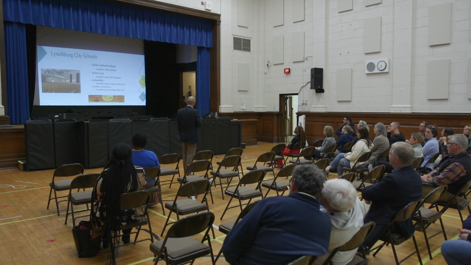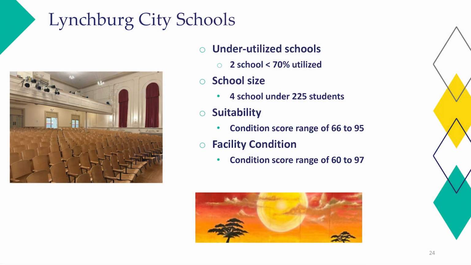All right, so Lynchburg City Schools, here's what we know. We have 2 schools that are under 70% utilized, okay? And we'll talk more about that. Here's something that I'm not sure what we can do anything about, but you've got 4 schools under 225 students, and that's largely a function of the space itself. This building can't hold much more than that, but we'll talk about that.